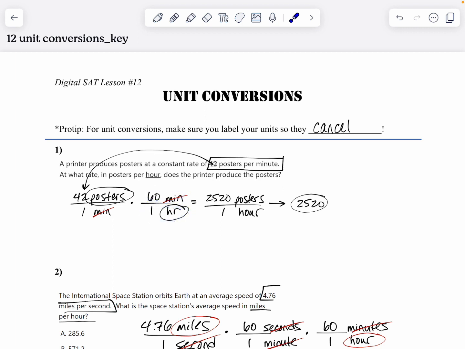The reason why it goes on the top is because minutes right now is on the bottom of this fraction, and when I multiply, I want the minutes to go away. So that's why I'm labeling 60 minutes over 1 hour. Now the minutes are gone, and I'm left over with posters per hour. So the words here are really important. And I'm just in my calculator taking 42 times 60. Divided by 1 doesn't do anything, so you can ignore that. But that's how I get 2520. And the label is posters in the top, hours in the bottom. That means posters per hour. So in the box, I am just typing 2520.